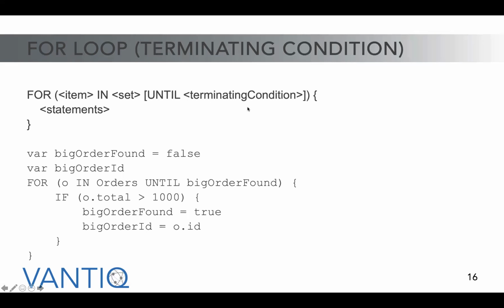The termination condition will be checked every time the loop iterates. So for o in orders until bigOrderFound, that means until this equals true, it will iterate. So the first iteration here, if o.total is higher than 1000, then bigOrderFound equals true. It will put the ID in bigOrder and will keep iterating until it finds it's equal to true. This is not a break. We don't have breaks in Vantiq, but it's a nice way to exit if you need.